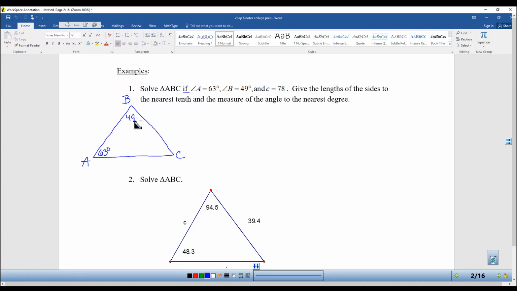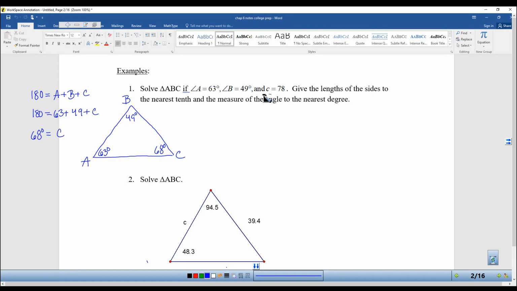B is 49 degrees. And to find angle C, remember that the sum of the measures of the angles in a triangle is always 180 degrees. So you can write down A and B and then solve for C that way. C turns out to be 68 degrees. So I'm just going to go ahead and fill that in.